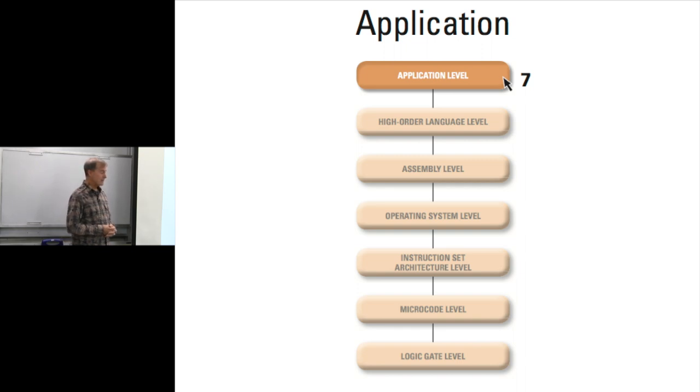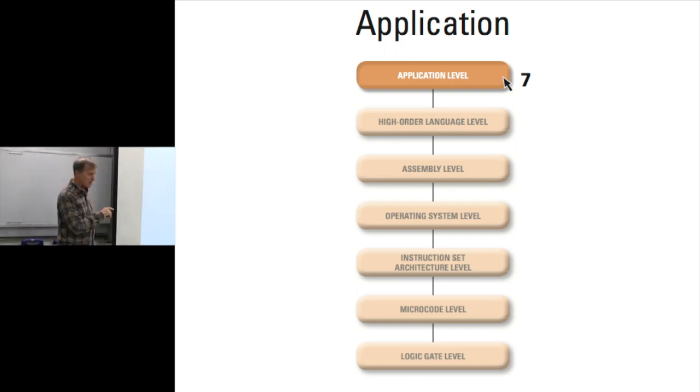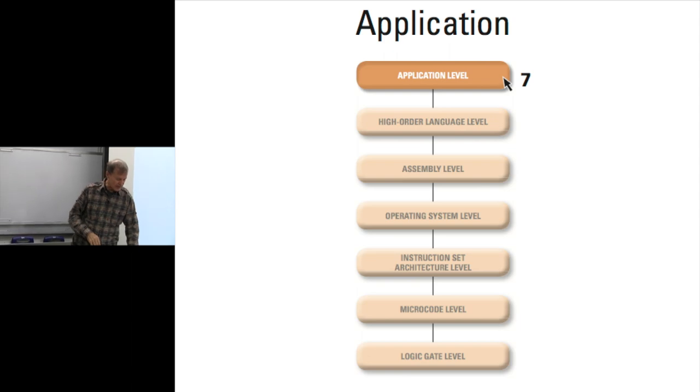And the first thing that you need to memorize is these seven levels of abstraction. Name them off here. The top level is the application level. The second one is the high order language level. The next one is the assembly level. The next one is the operating system level. The next one is the instruction set architecture level. The next one is the microcode level. And the bottom level is the logic gate level. All right? So there are seven levels of abstraction. We need to know what they are, what their names are, and where they fit in order from top to bottom. This is how all computer systems are organized, how they are all set up with these seven levels of abstraction.